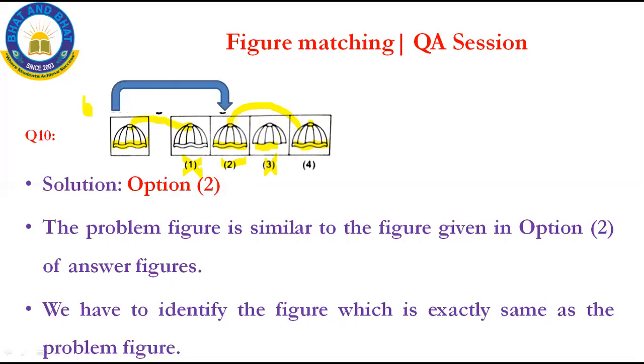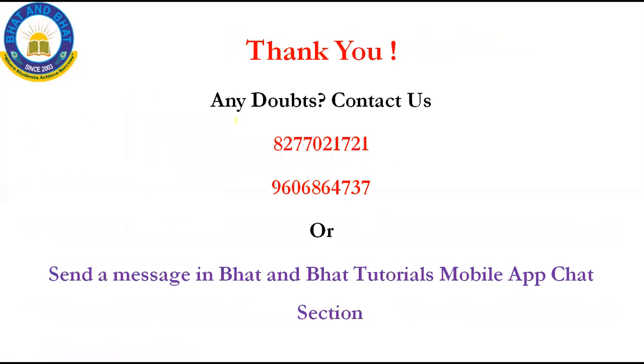We have to go through very carefully, whether it is darkened, whether it is shaded, whether it is bulged, or how many curves. We have to go through each and every problem. So the problem figure is similar to the figure given in option 2 of the answer figures. We have to identify the figure which is exactly the same as the problem figure. Therefore, option 2 is the correct answer. This is how you have to find out the second chapter of your syllabus, that is figure matching. My dear kids, so far we have solved questions based on figure matching. It is the easiest chapter where you can score.